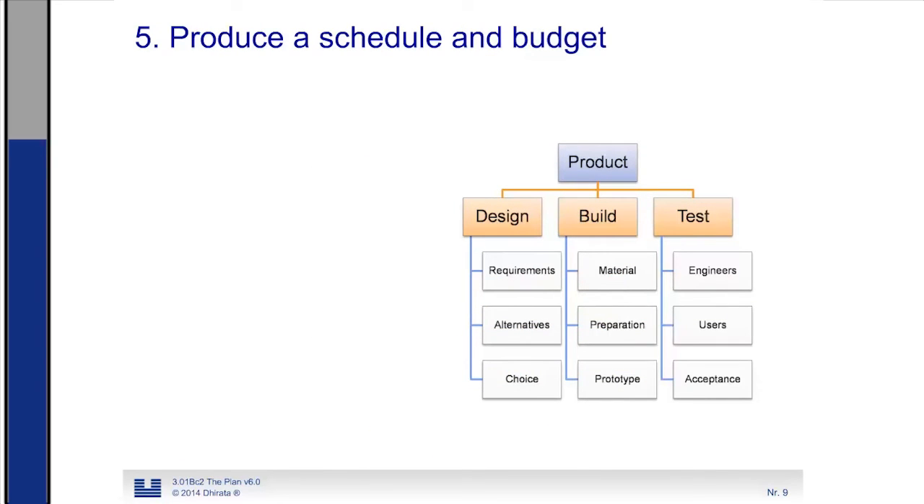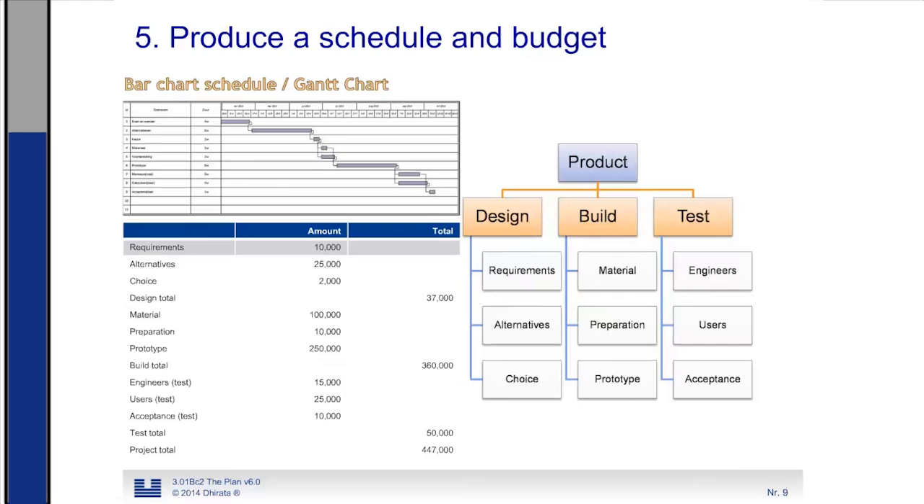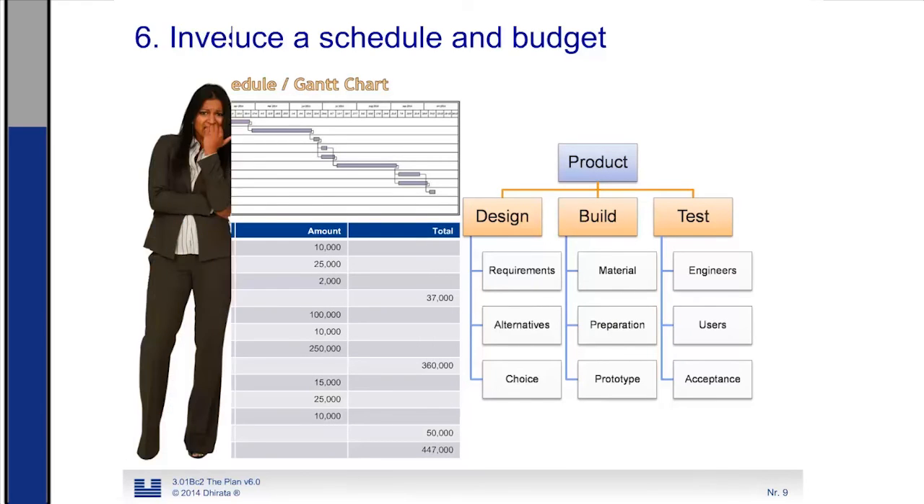Based on the work breakdown structure, we can develop our schedule. Often we use a bar chart, a so-called Gantt chart, and we can develop our budget. We do this in a table like that.